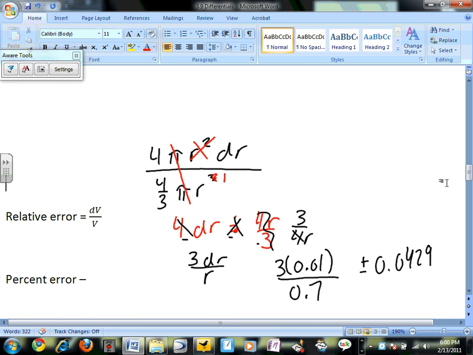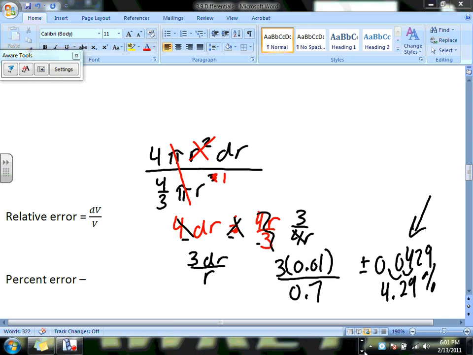The last thing I was going to show you is the percent error. After we find the relative error, we can find the percent error by changing this to a percent. So we can err by 4.29%. Is that a huge change? About 5%. Is it a huge error? Maybe quite a bit, about 5%. So that's relative error and propagated error and percent error. And there's our last example right there.